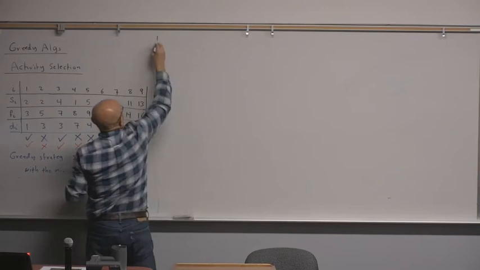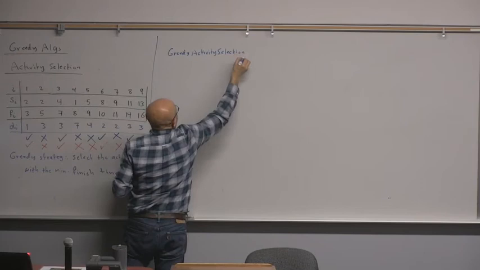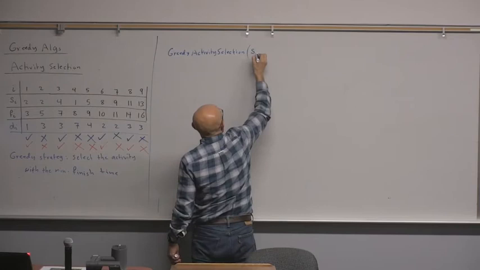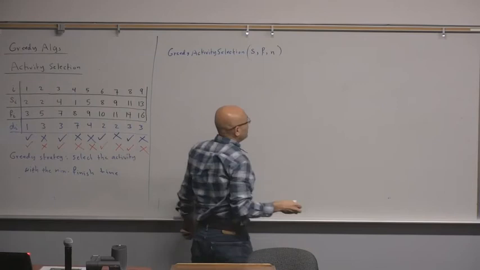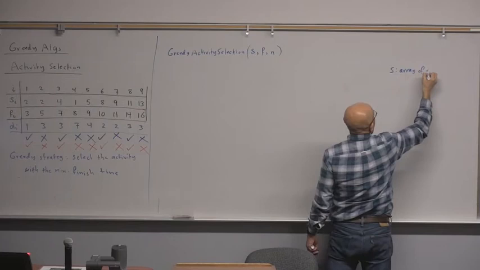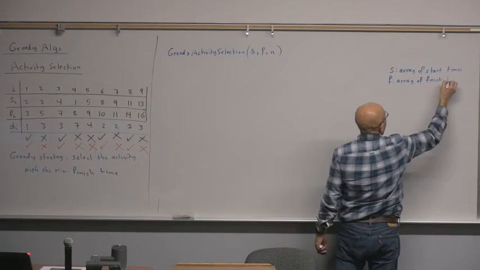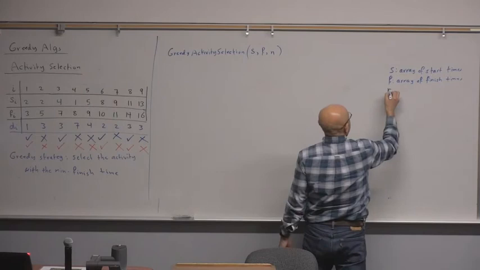Okay, so the greedy activity selection, and we'll have S, F, and N, where S, what is S? Array of start times, and F is an array of finish times, and N is the number of activities.